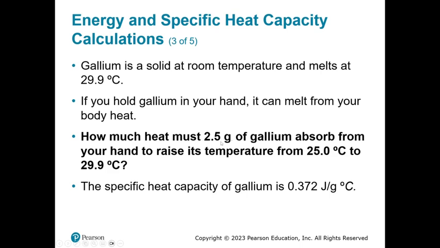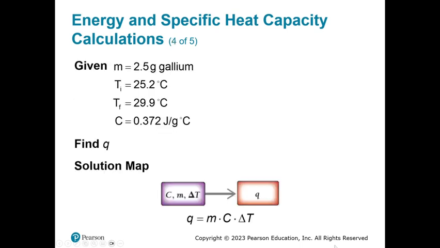If I had 2.5 grams of gallium, how much heat would it need to absorb from your hand to raise from room temperature to its melting point? Given the specific heat, we could basically take the change in the temperature, so 29.9 minus 25, multiplied by the amount of mass, multiplied by the specific heat, and we would get just the amount of heat required to do that process. So we have Q equals mc delta T. We were given mass.